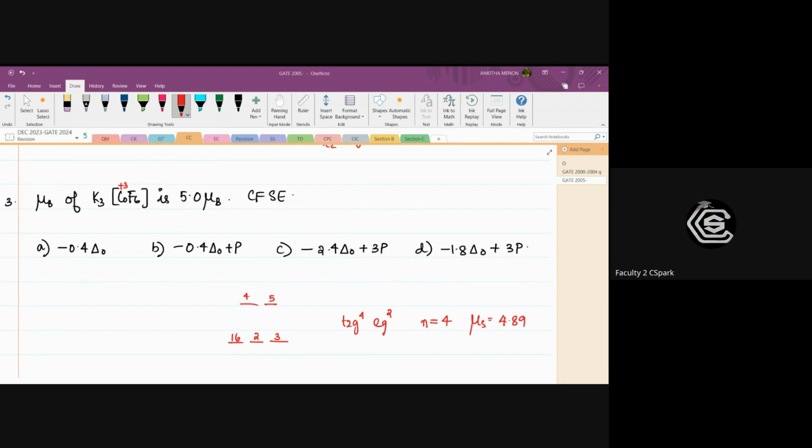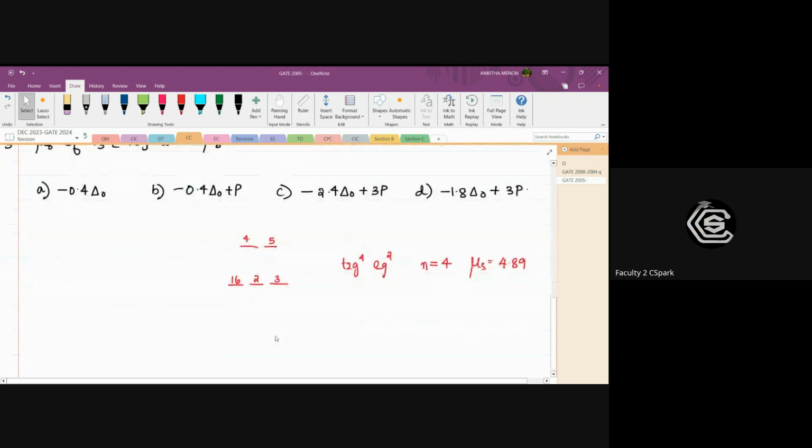Now, what is the answer? So this is confirmed to be the configuration. Correct? Now, what is the CFSE for this? If you calculate the CFSE, you can see minus 0.4 into 4 plus 0.6 into 2, which gives minus 1.6 plus 1.2, a total of minus 0.4 delta O.